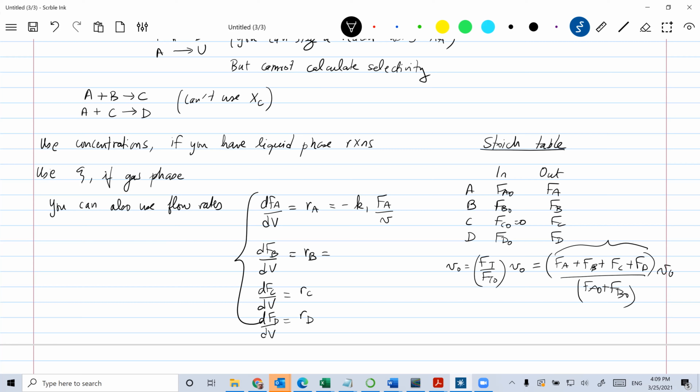So okay, now we've talked a little bit about how we solve the problems, right? You can make choices. You can use extent of reaction if you have gas phase. You can use extent of reaction for anything actually, but using concentration is better for liquid phase. For gas phase, it's harder to do because the volumetric flow is changing. And you can use molar flow rates for gas phase reactions quite easily.